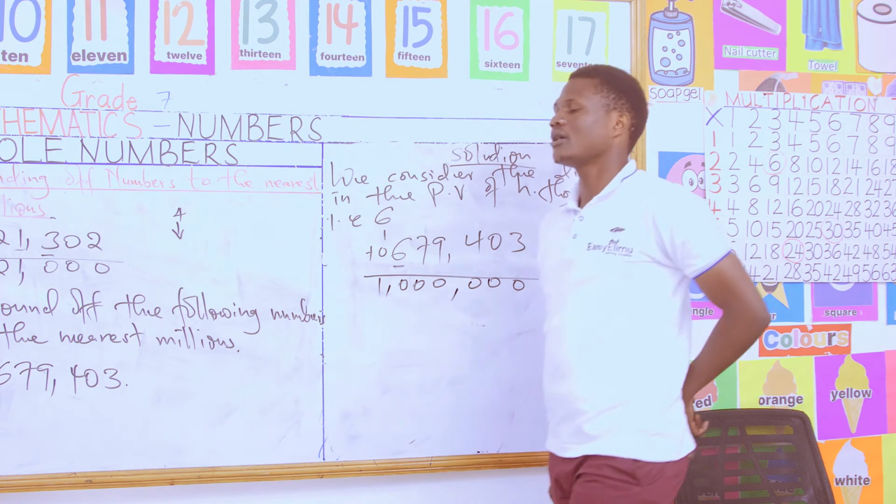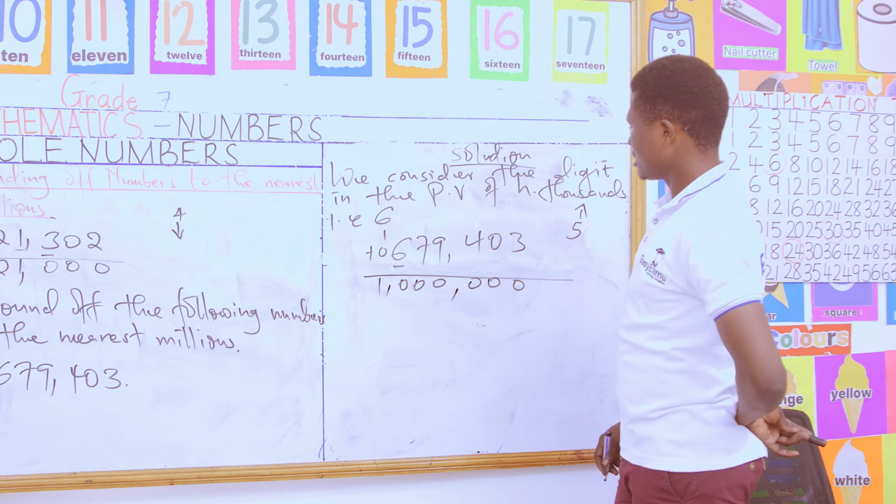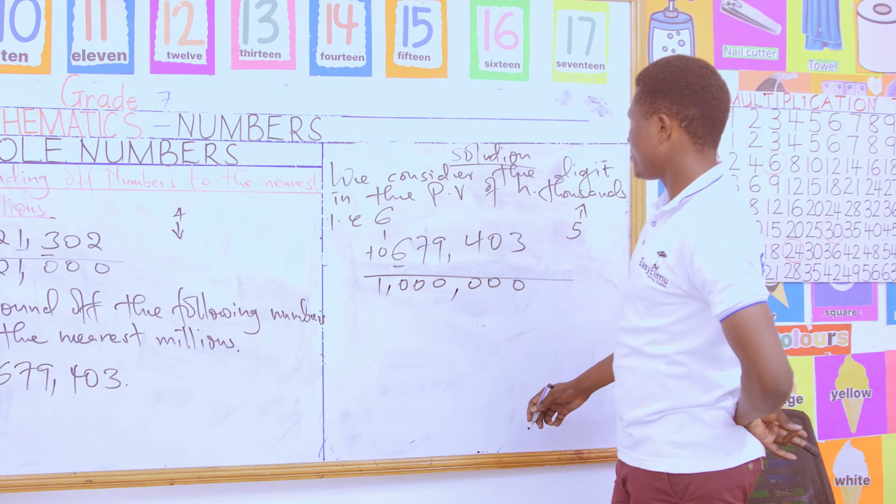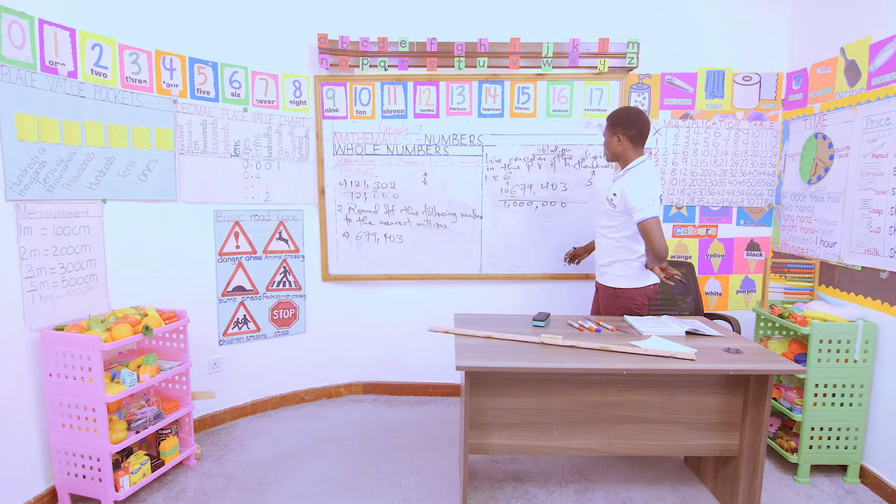And you'll get, is it? Yeah, to the nearest millions. Yeah, it is 1 million. So if you round off 679,000 to the nearest million, you'll get 1 million.